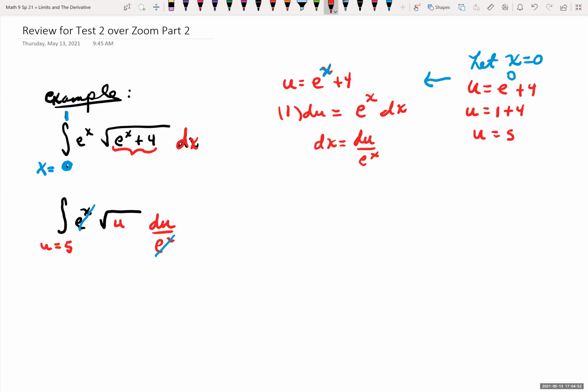So we're going to do the same thing with our upper bound. When x equals 1, we're going to figure out what u is. So we have u is equal to e to the first power plus 4. This is just a number, 2.718 and so on, plus 4. So I'm just going to leave it in exact form.